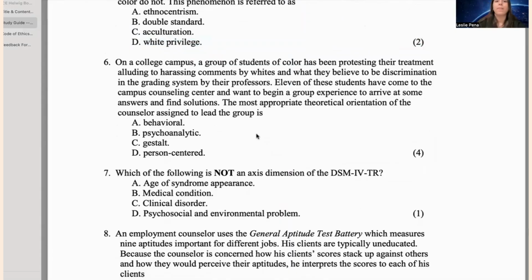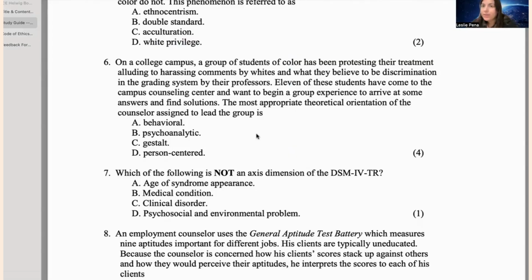Okie dokie. Next. On a college campus, a group of students of color have been protesting their treatment, alluding to harassing comments by whites and what they believe to be discrimination in the grading system by their professors. 11 of these students have come to the campus counseling center and want to begin a group experience to arrive at some answers and some solutions. The most appropriate theoretical orientation of the counselor assigned to lead the group is what?